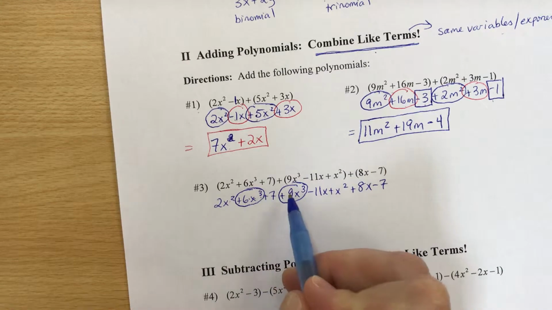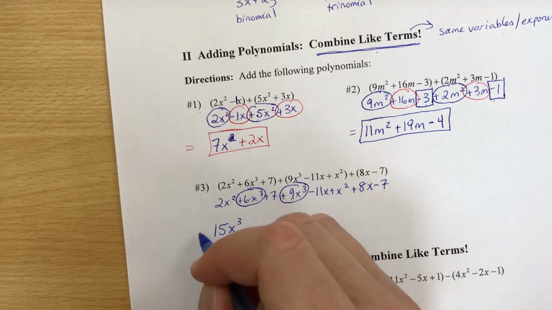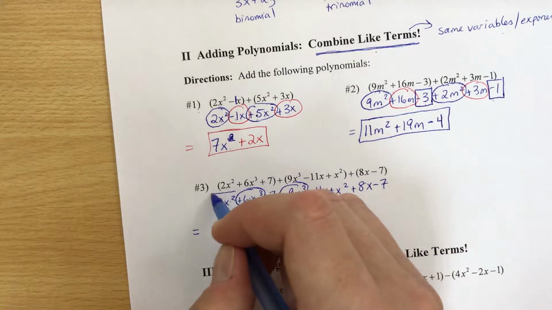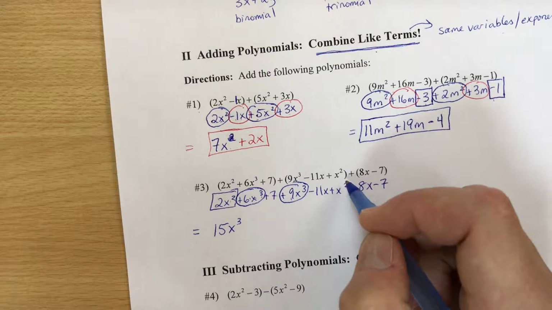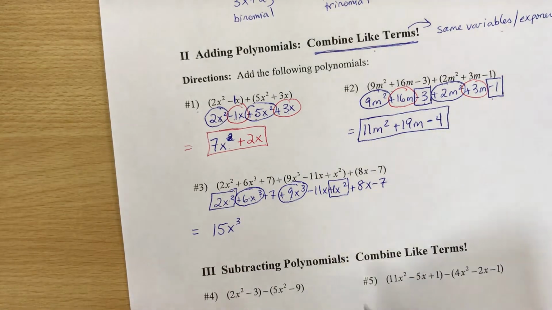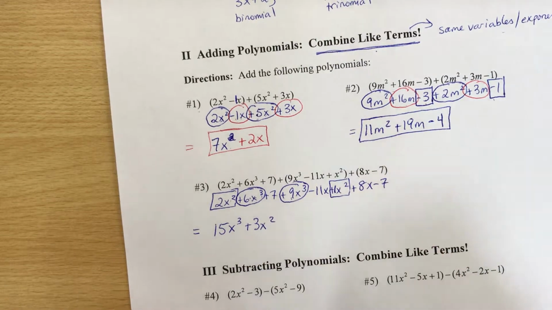So we get 6 plus 9 is 15. 15x to the third. Now let's do the x squareds. 2x squared, that's a positive 1x squared. 2 plus 1 is 3. So plus 3x squared.